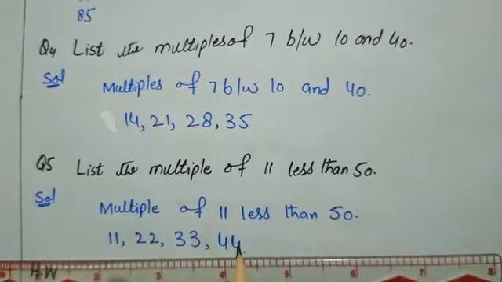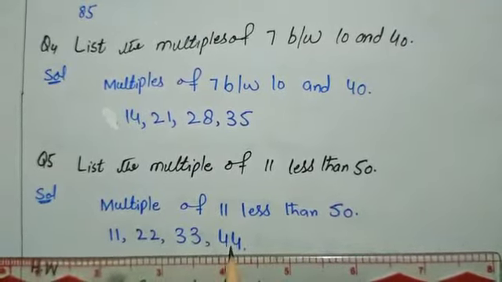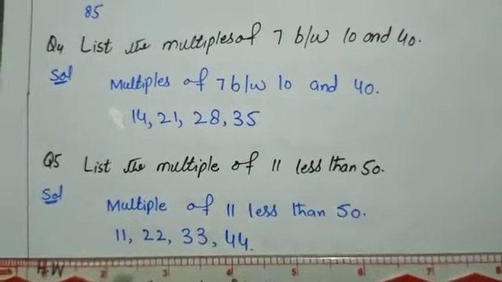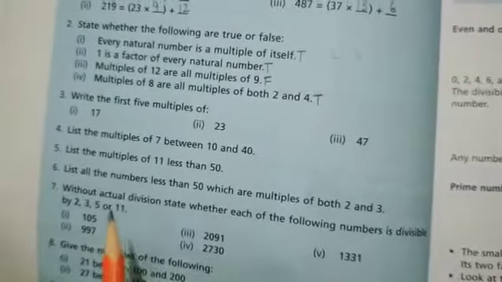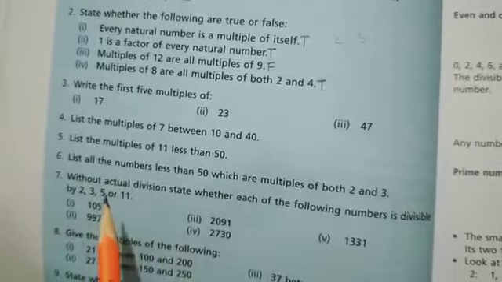It is less than 50. If we multiply by 5, it will become greater than 50. So right here is 44. Okay. Question number 6, follow the same method as question numbers 4 and 5.